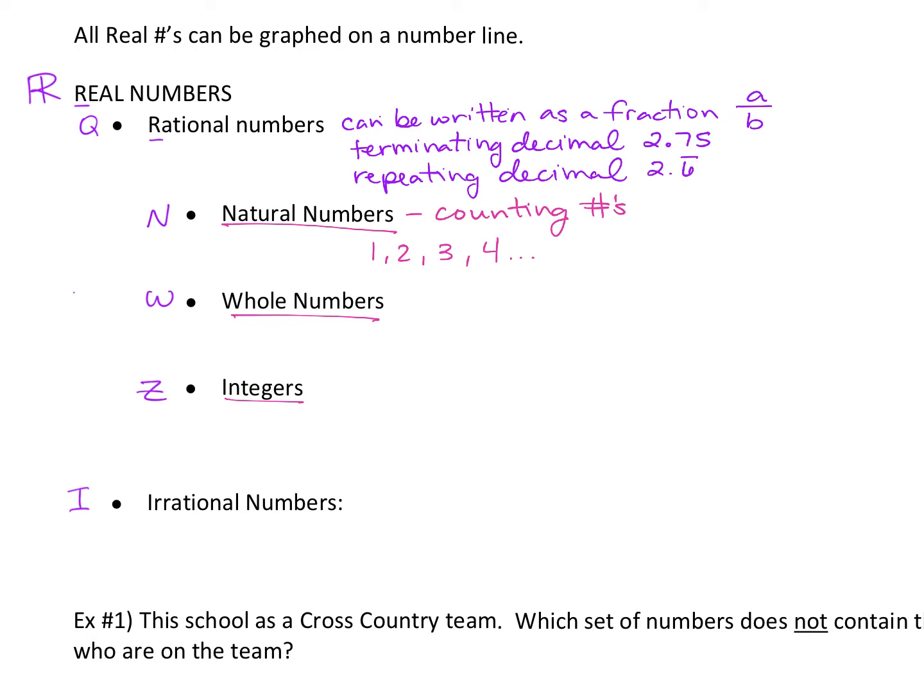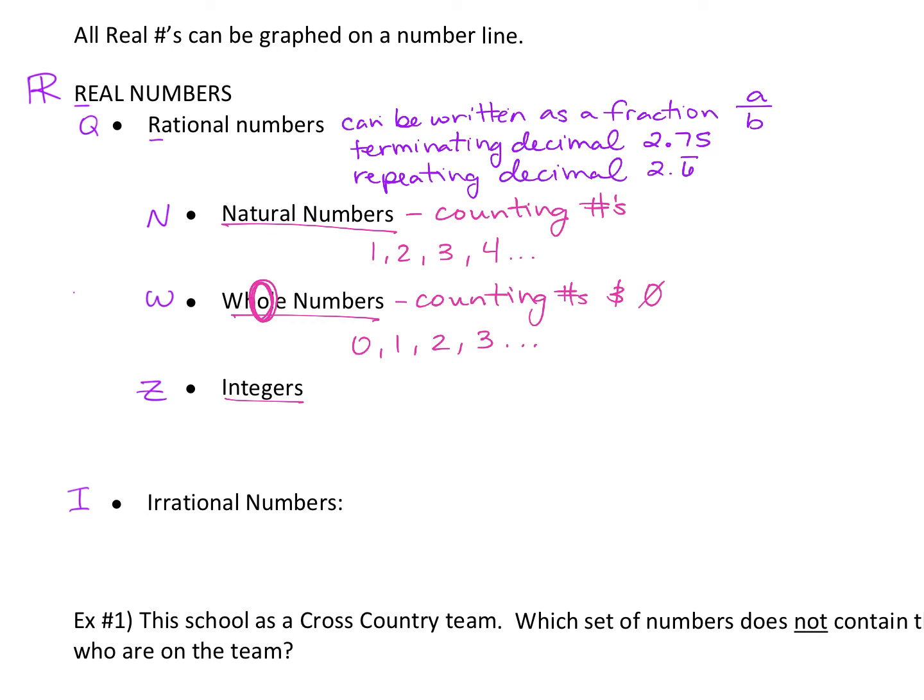Anyone know what difference there is with the whole numbers? 0, right? I always tell people, look at the word whole. There's kind of this 0 right in the middle of it. So it's the counting numbers and 0. So that would be 0, 1, 2, 3, and so on and so forth. So the counting numbers and 0.